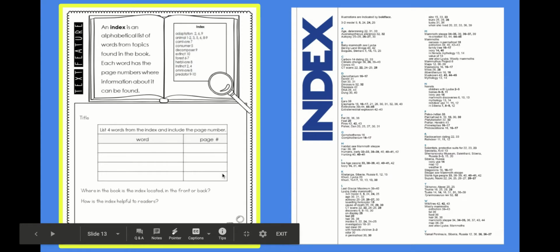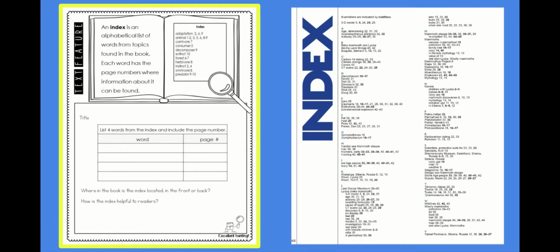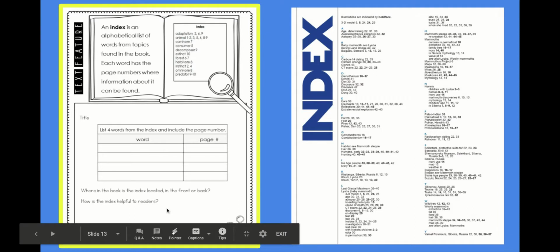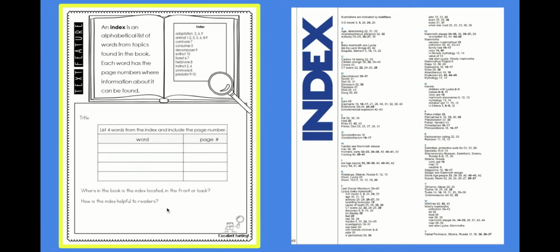The index is also located in the back near the glossary, and the index is helpful to readers because if a reader wants to find something specific pertaining to their topic really quickly without going through the whole entire book front to cover, they can go back to the index in order to find that specific topic.